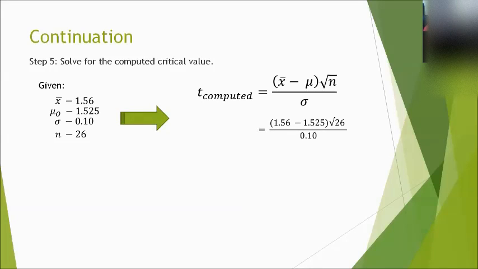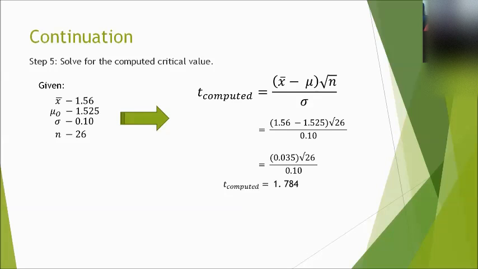So 1.56 minus 1.525 times the square root of 26 divided by 0.10. Okay. So now we got the value of 1.784. Okay, so 1.784 for the T computed.